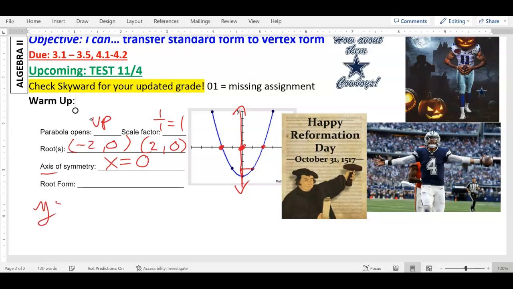And then our root form is y = a(x - z1)(x - z2). And so our a value is 1 up here, that's the scale factor. But we said for 1, you don't have to write it, it's implied. So we're just going to write y equals (x + 2)(x - 2) inside. The opposite of -2 is +2, and the opposite of +2 is x minus 2.